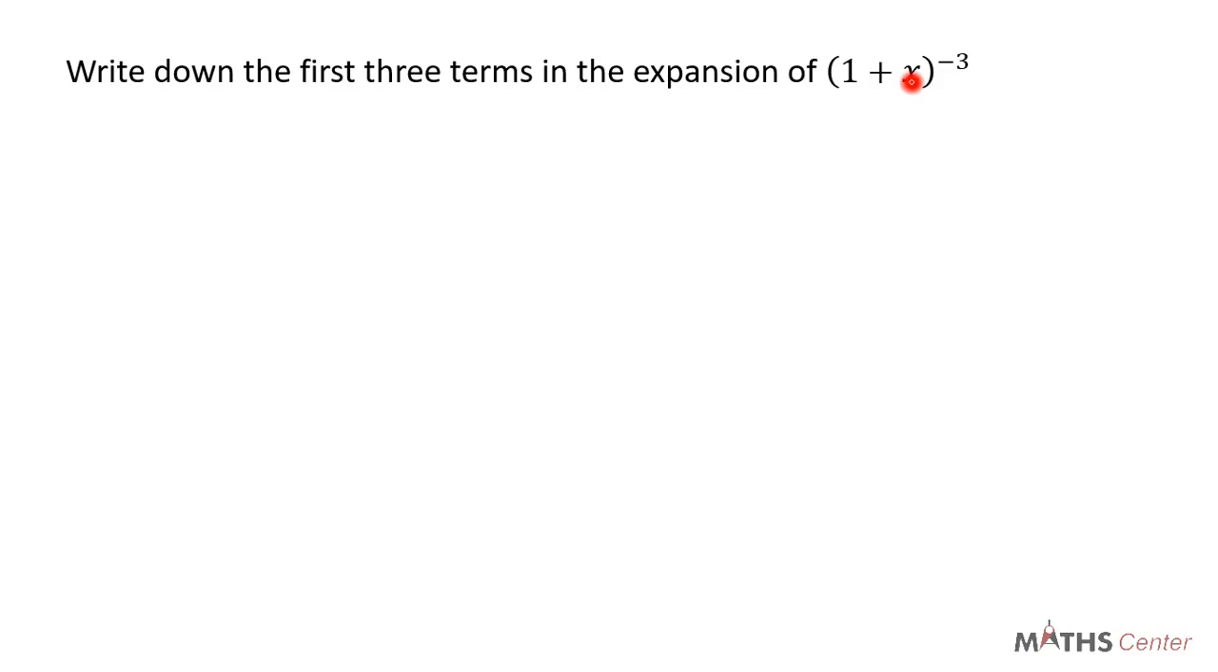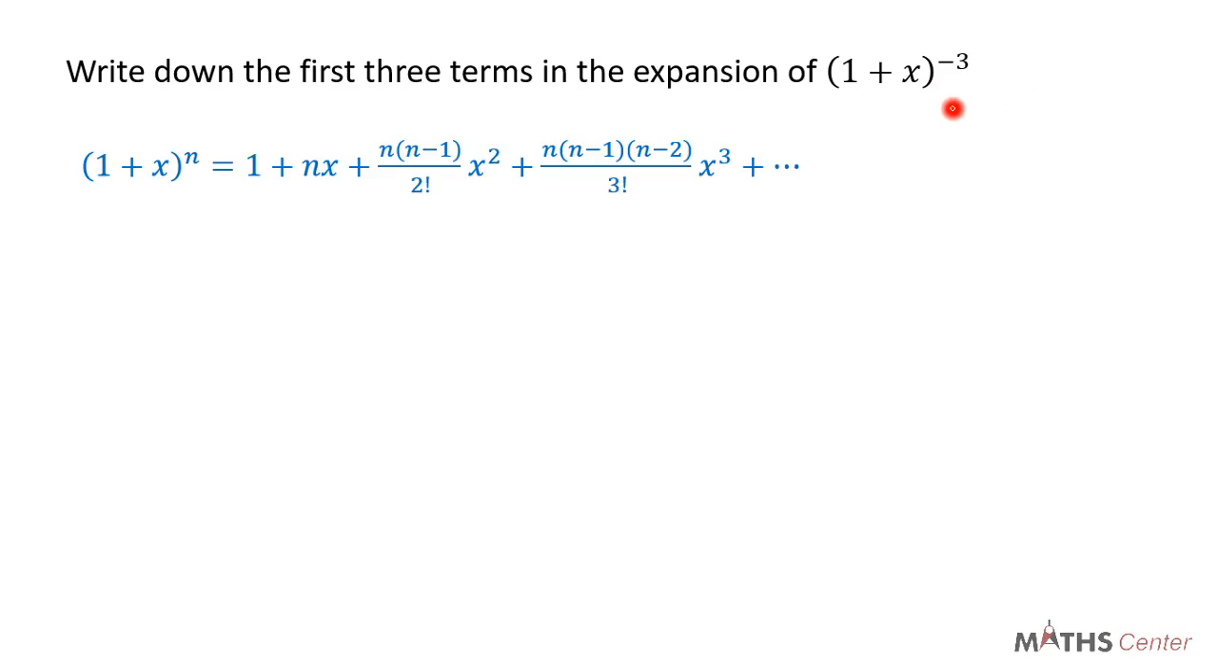You can see that here the exponent on the binomial expression is a negative number, so we can't use the normal binomial theorem that we have been using. But we have learned that if you have a binomial expression of the form (1 + x) exponent n, where n is a positive number or a negative number or a fraction, then this will be the expansion of the binomial expression.